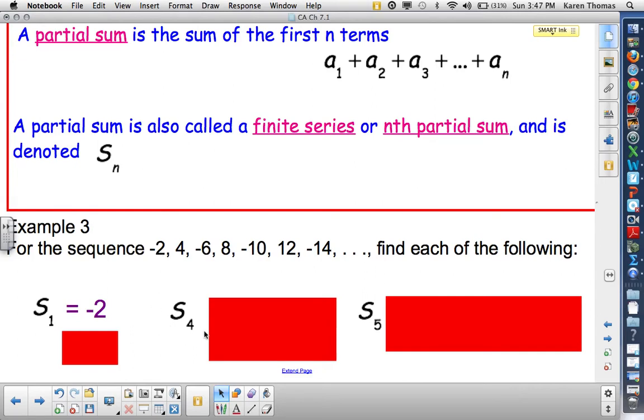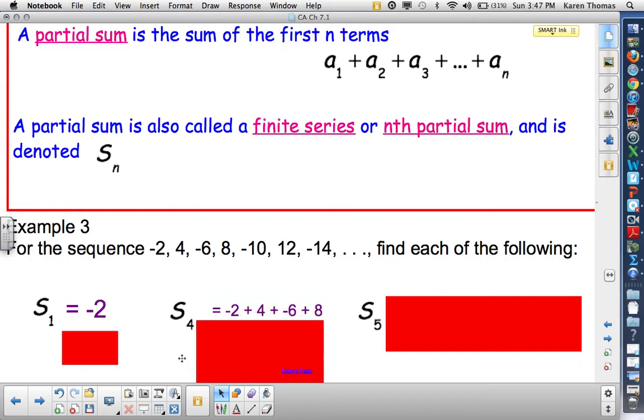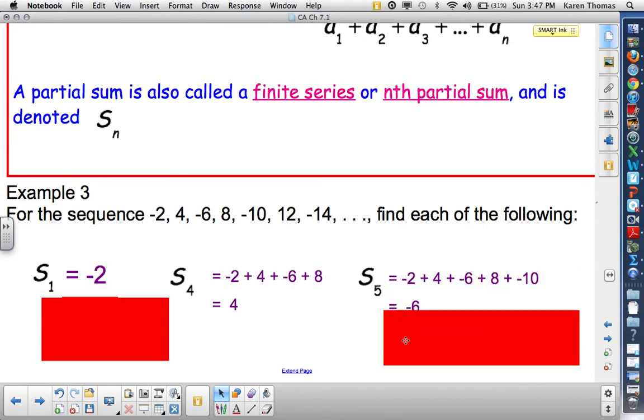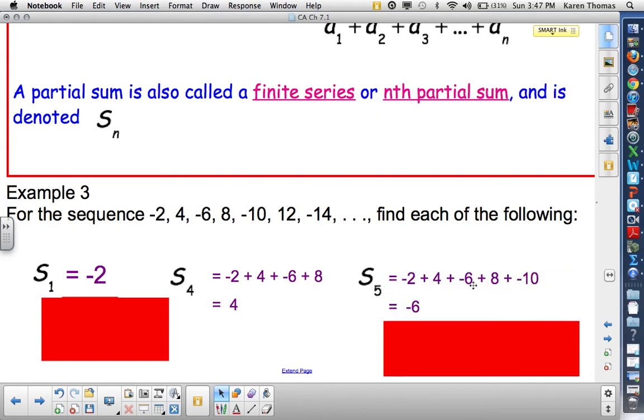To find the sum of our first 4 terms, that's what the S sub 4 stands for, I'm just going to take my first 4 terms, -2 plus 4 plus -6 plus 8, add them together, and I get 4 in this case. S sub 5 means I'm going to take the sum of the first 5 terms. It looks just like S sub 4, but I add the next term in the sequence, which is -10, and I end up getting S sub 5 is equal to -6.